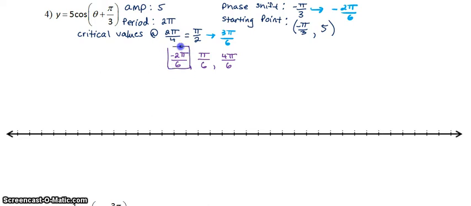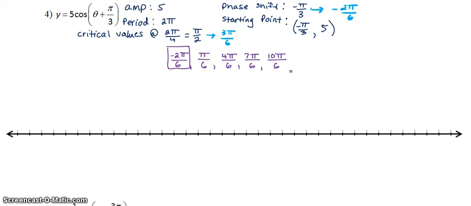This is my starting point, by the way, so let's put a box around that. And then I'm going to add 3 pi over 6 again, and I get 7 pi over 6. And I'm going to add 3 pi over 6 again, I get 10 pi over 6. Okay, so that's 1, 2, 3, 4. So that's one whole period right here.